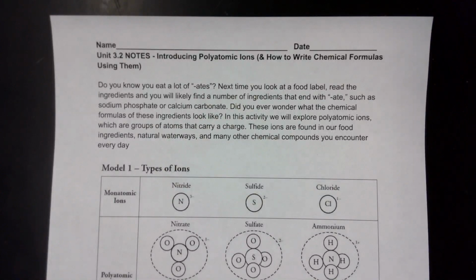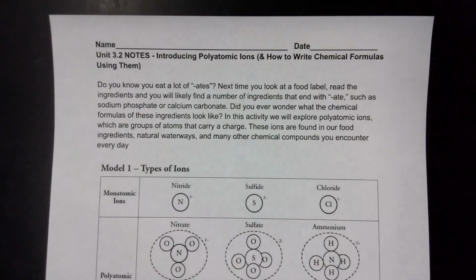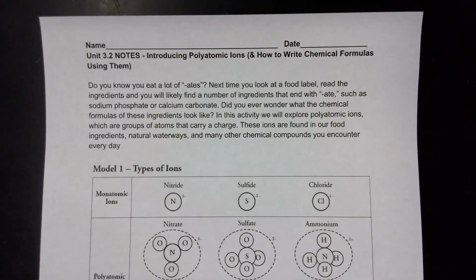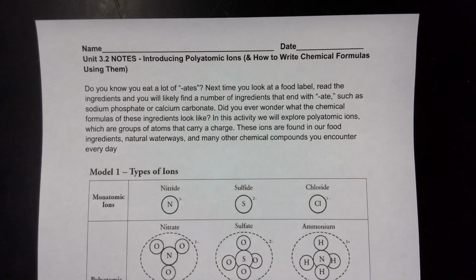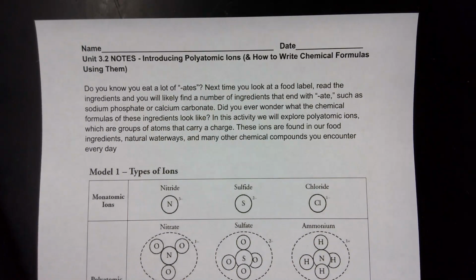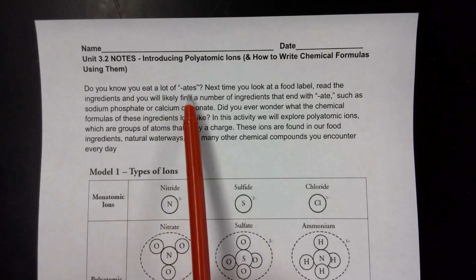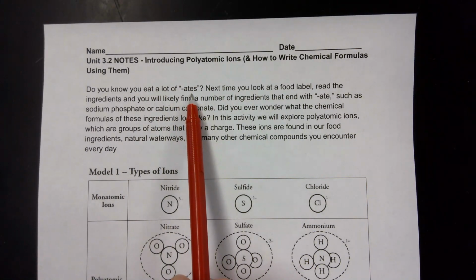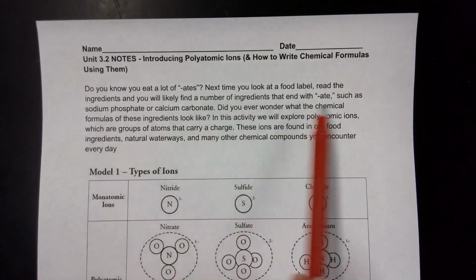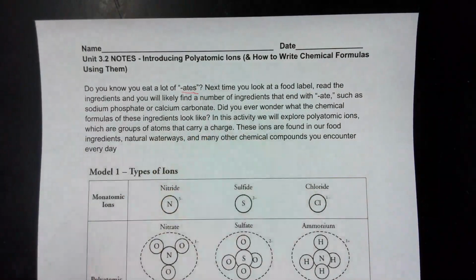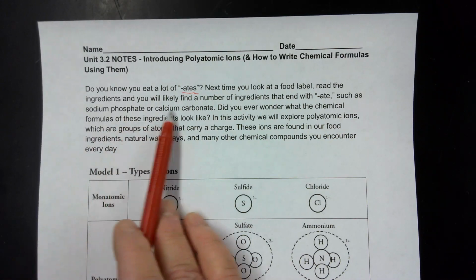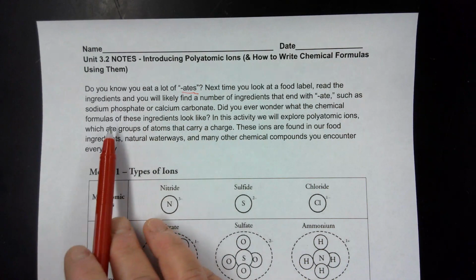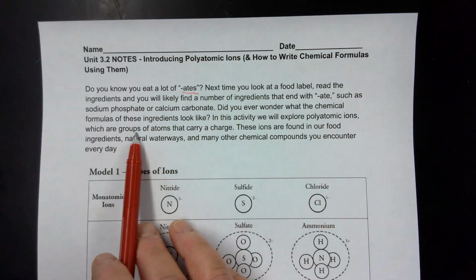In this video lesson, we are going to introduce polyatomic ions and how to write chemical formulas using them. You maybe have looked at a nutrition label, an ingredient list, and maybe you've seen things like sulfates or nitrates. And so you'll find that there's a lot of chemicals that end with the suffix ate. Sodium phosphate, calcium carbonate. So we are going to explore these things.